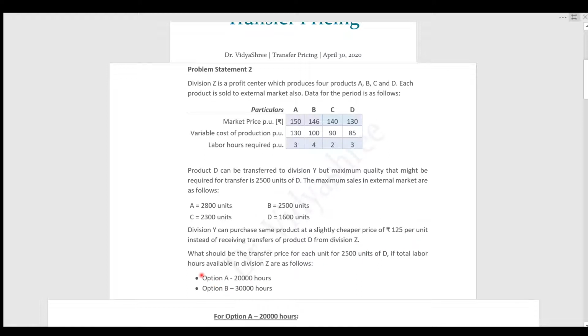So what should be the transfer price for each unit for 2500 units of D if total labor hours available in division Z are as follows? That is, we have to find out the transfer price per unit to sell 2500 units, and division Z has 2 options. Option A is its direct labor hours are restricted to 20,000 hours. Option B is its direct labor hours are restricted to 30,000 hours. So let's calculate.